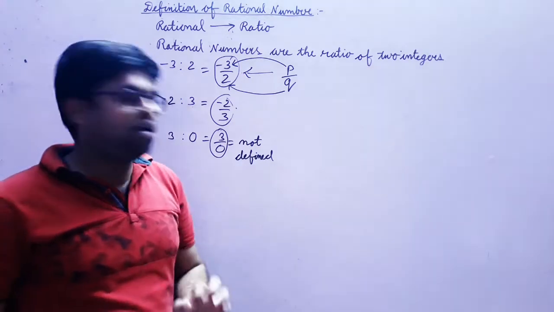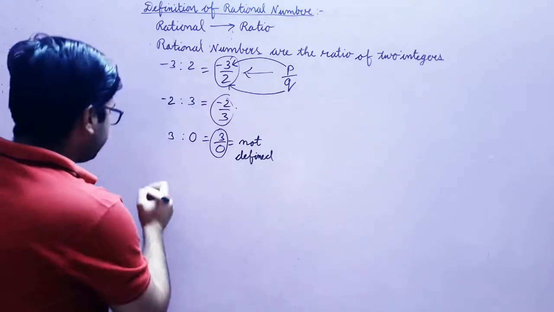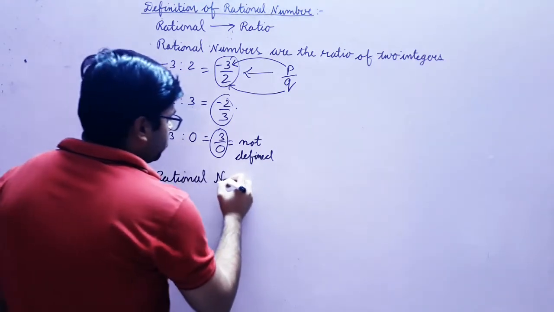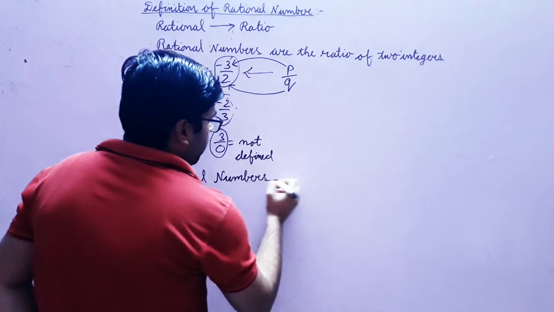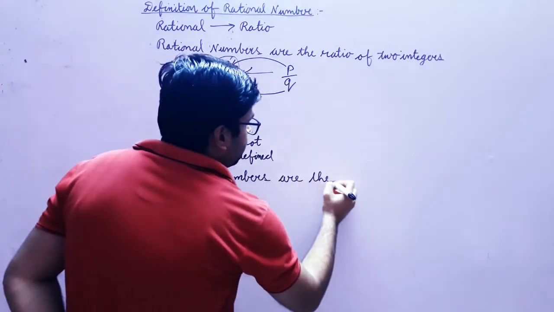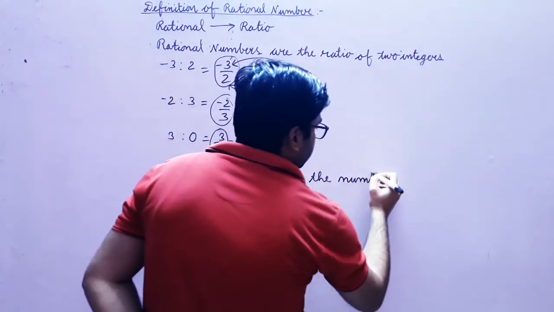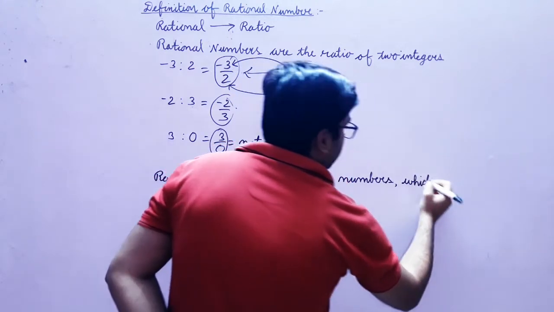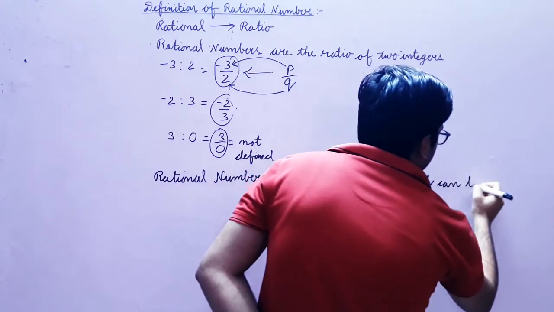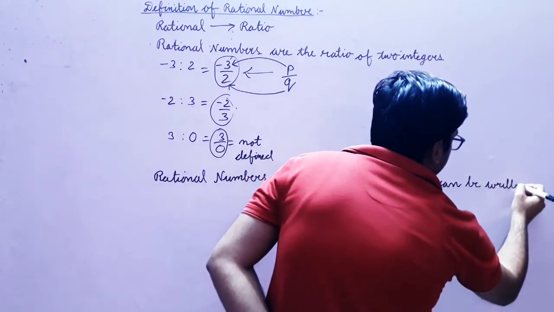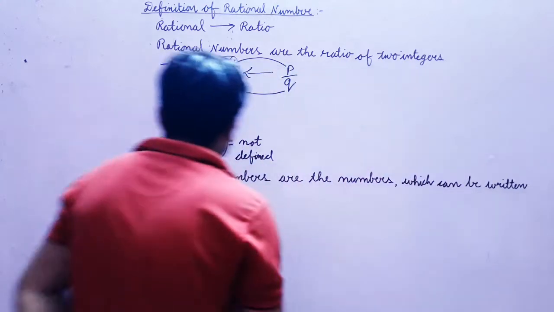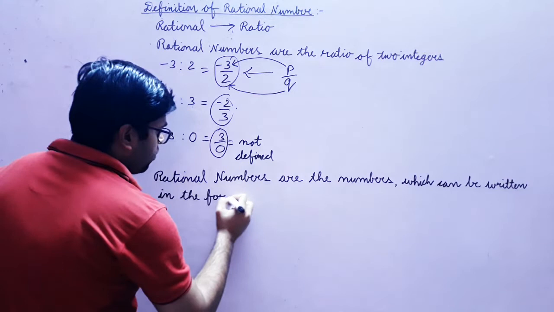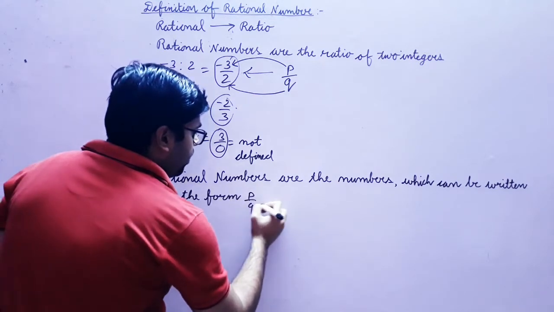So this gives us the definition of rational number as: rational numbers are the numbers which can be written in the form P by Q.